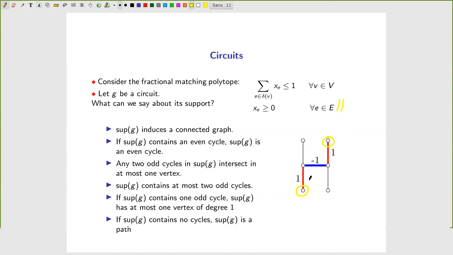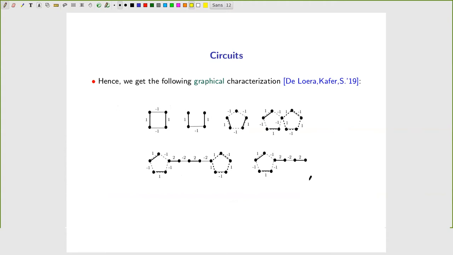And now basically we can summarize and we can get the following graphical adjacency characterization for the circuits of the fractional matching polytope. And I think that this should remind you of something that we have seen yesterday. Yesterday, when we were talking about the edges of the fractional matching polytope and the adjacency that we were using in the diameter, I had highlighted these kinds of pictures. And now I can give you a motivation on why I highlighted explicitly these ones.